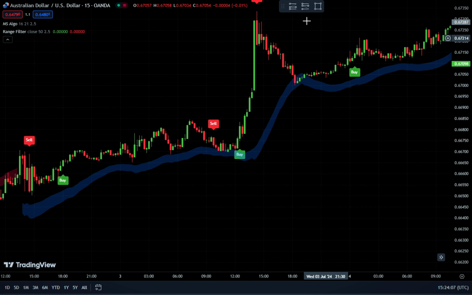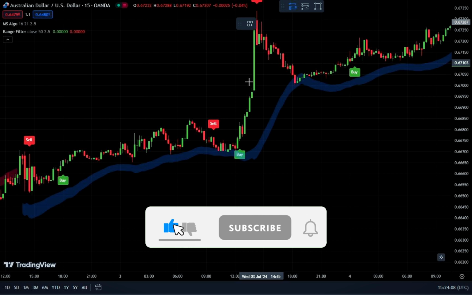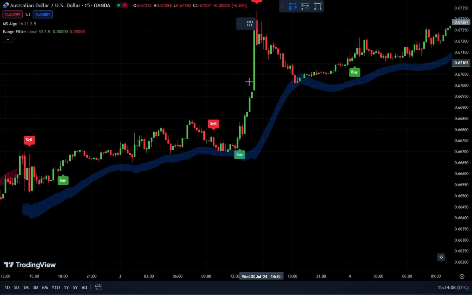How to place a buy order. If the Market Structure Algo indicator is blue and below the price candlesticks, it indicates a bullish trend. At this point, you will look for the best spot to place a buy order. Wait until the price candlestick retests the Market Structure Algo area. After the retest occurs, wait for a buy signal from the Range Filter Buy and Sell indicator as confirmation.